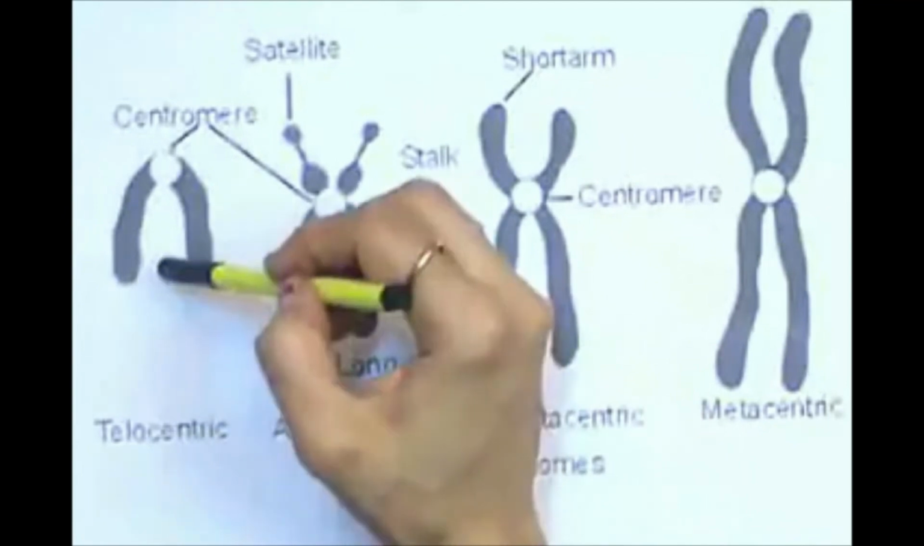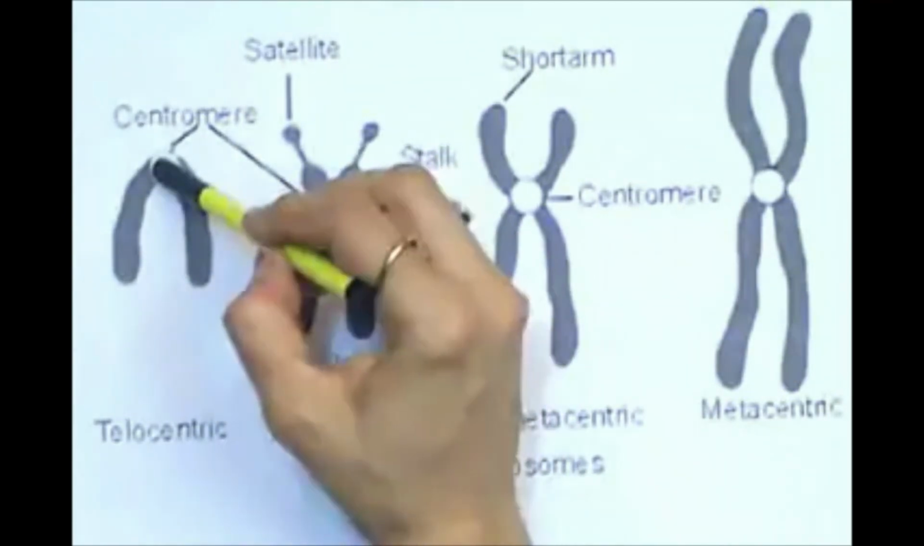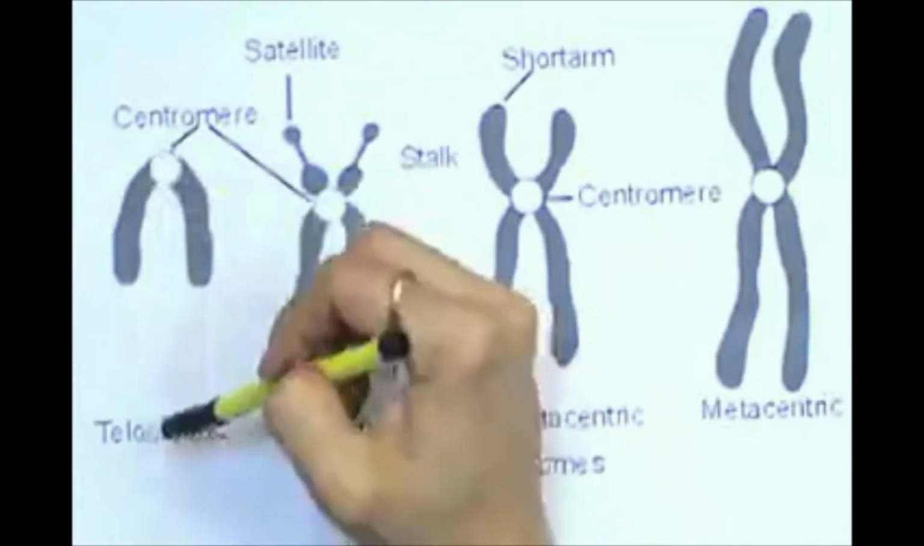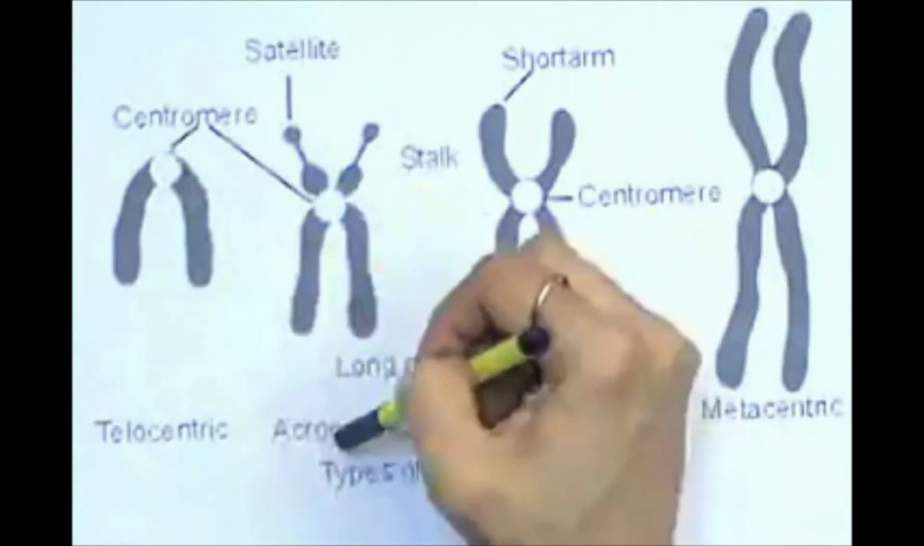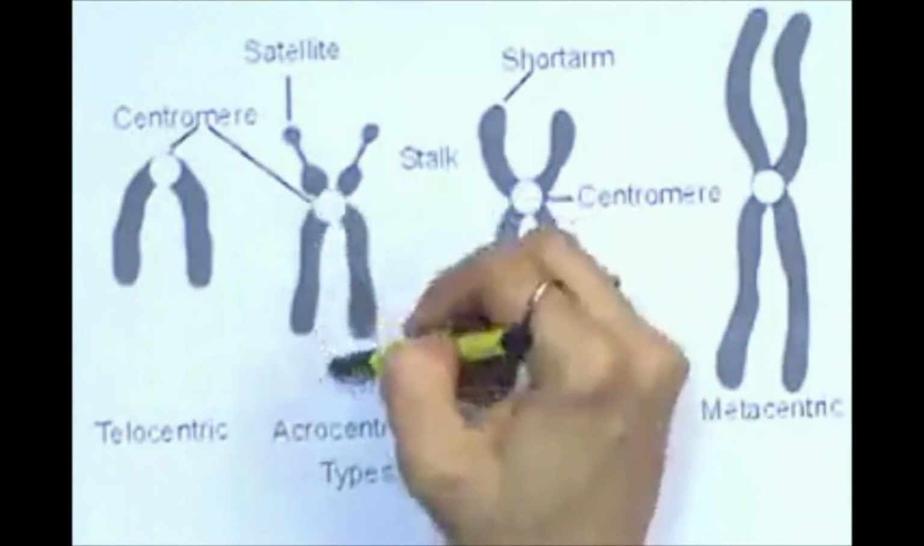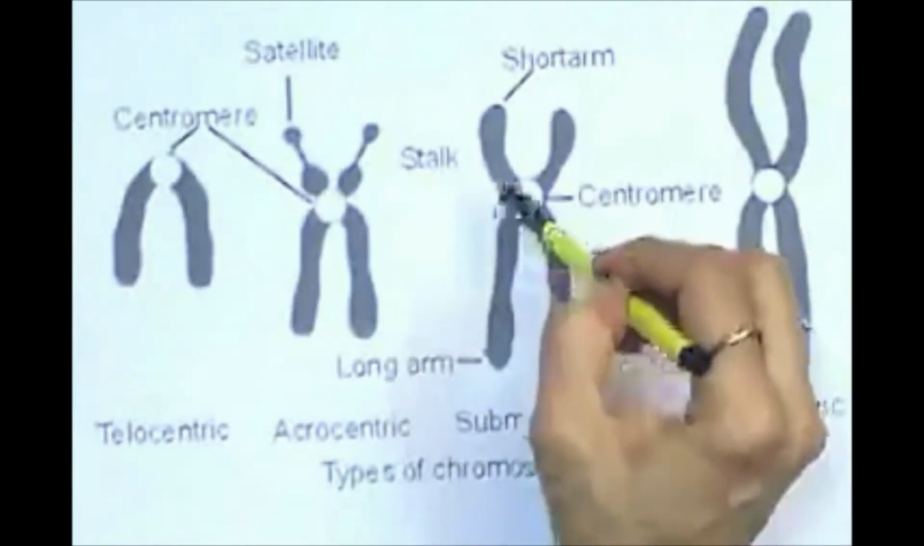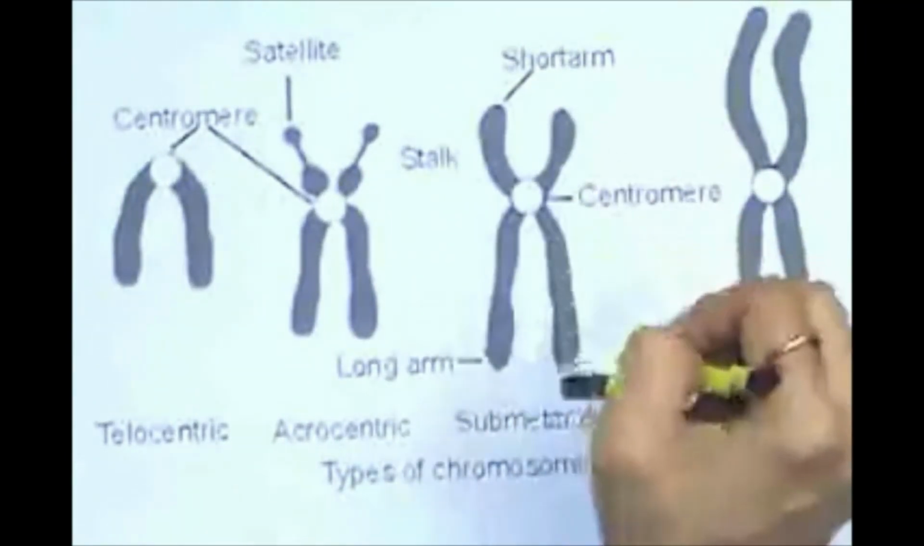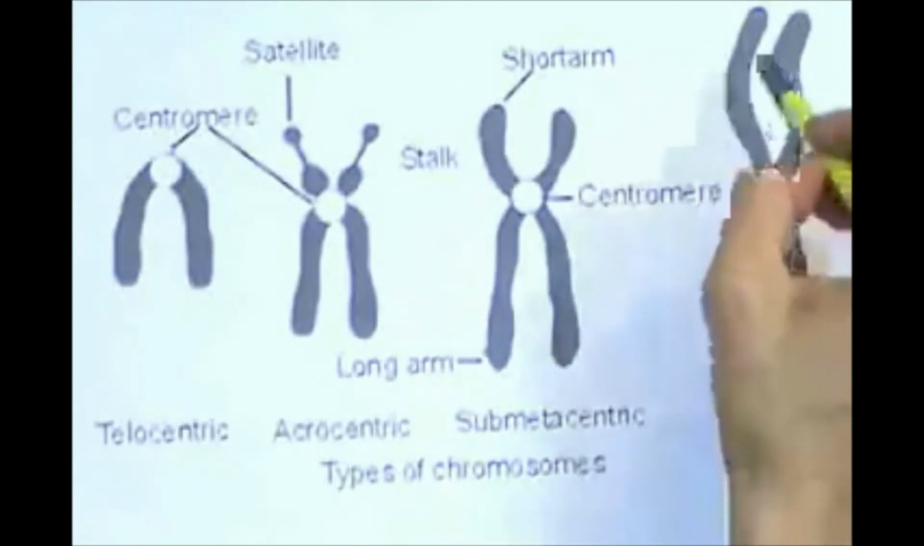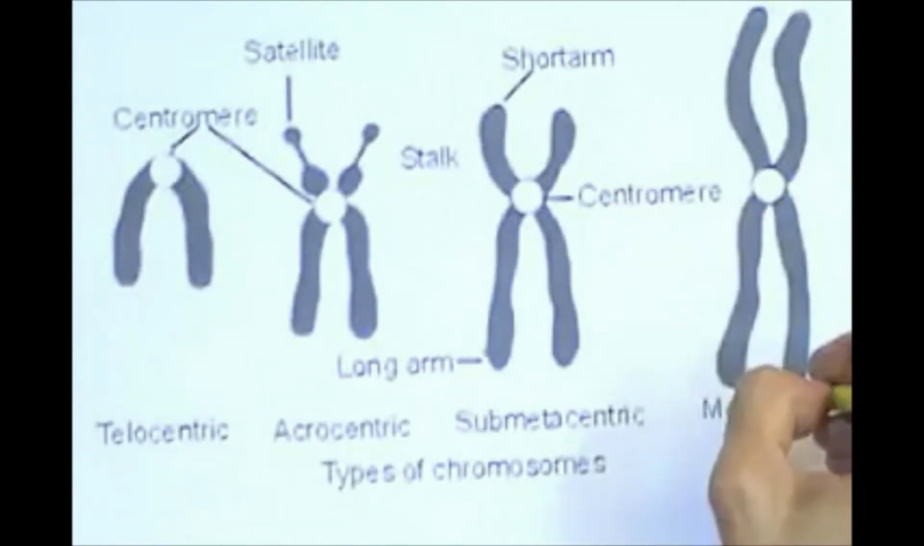And the telocentric chromosome has a terminal centromere. So there is telocentric with a terminal centromere, acrocentric with one short, one long arm, submetacentric slightly away from the center with one short arm, one long arm, and metacentric where both the arms are exactly equal.